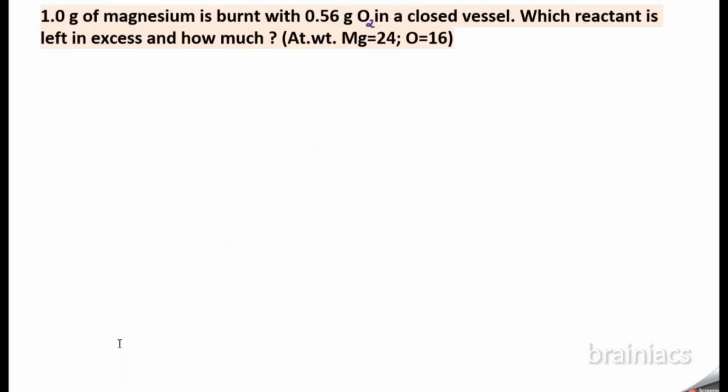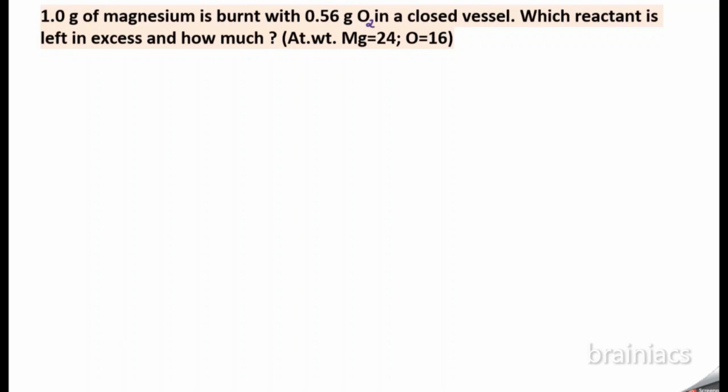So we have a new question in front of you. I will read the question. Please try to understand. The question here is, 1 gram of magnesium is burned with 0.56 gram oxygen in a closed vessel. Which reactant is left in excess and how much? Okay, so I will tell the summary. The summary is, you have a reaction where magnesium is burned with oxygen. So what is the expected reaction here?